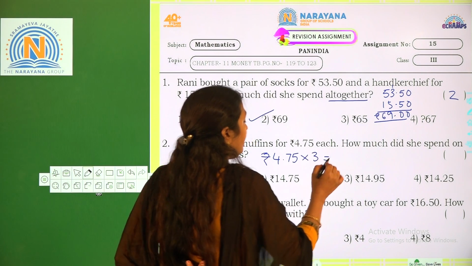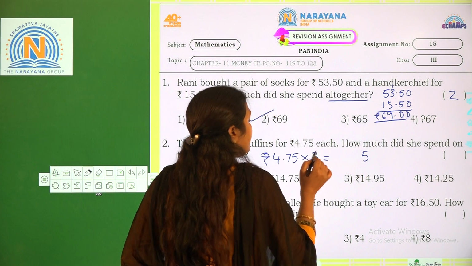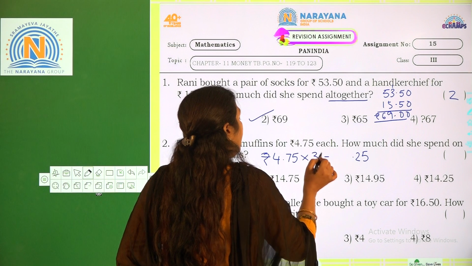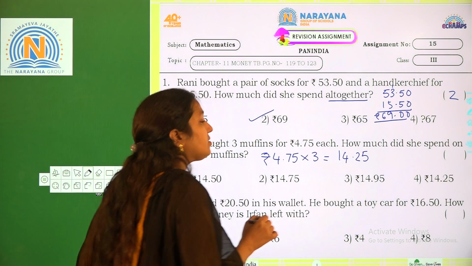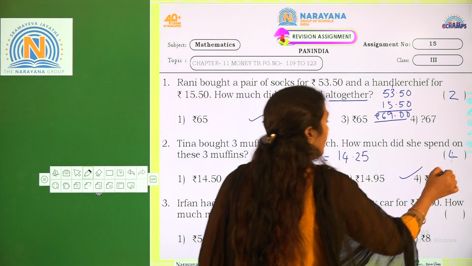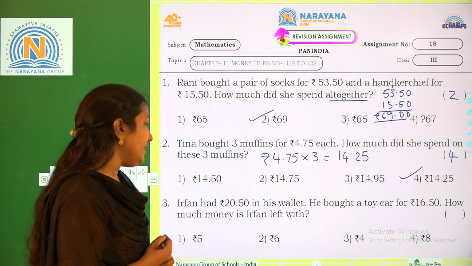3 fives are 15, 1 carry. 3 sevens are 21, 2 regroup it. 3 fours are 12 plus 2 is 14. 14 rupees 25 paise. Which is the correct option? Option 4.